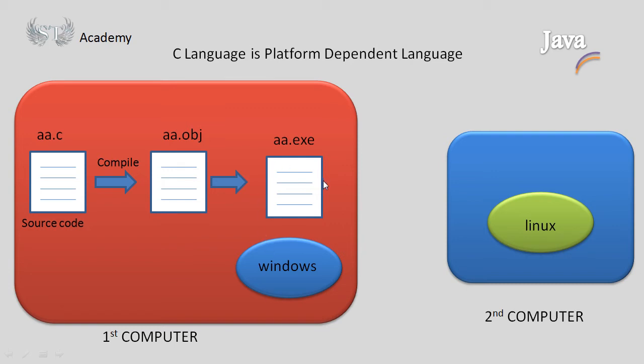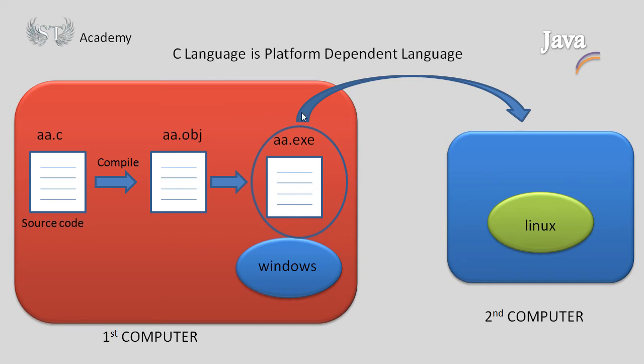Now I want to run the same file on the second computer. So when I take this particular file to the second computer, the operating system changes. So this file is not going to execute because this file is specific to the operating system of the first computer. It's not going to run on the second computer. That's why C is known as a platform dependent language.